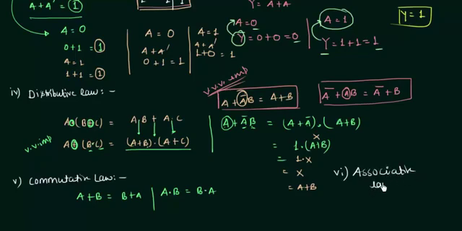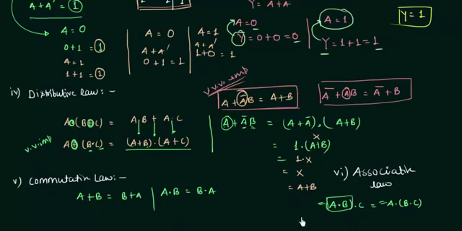Associative law. If I have A and B and C, then it is definitely equal to A, B, C. What we did, we took the AND operation of A and B first, then with C, but in this case we took B and C first, then with A, and there is no difference in both the things. Whatever be the output in this case is same as this one. So this is associative and commutative law.